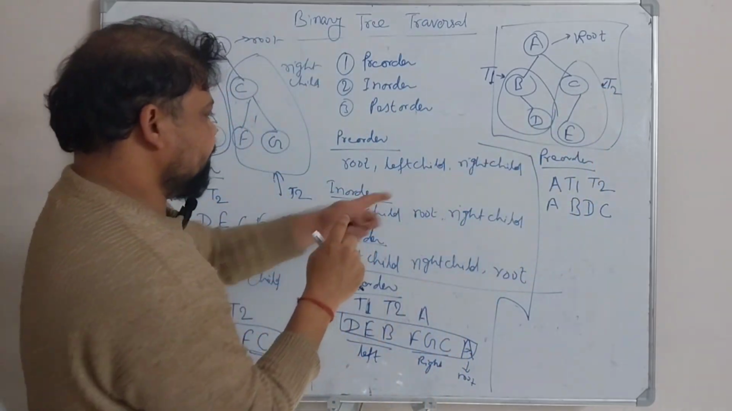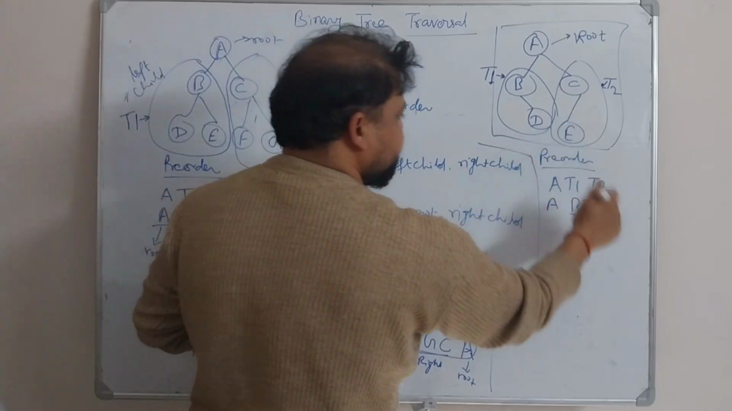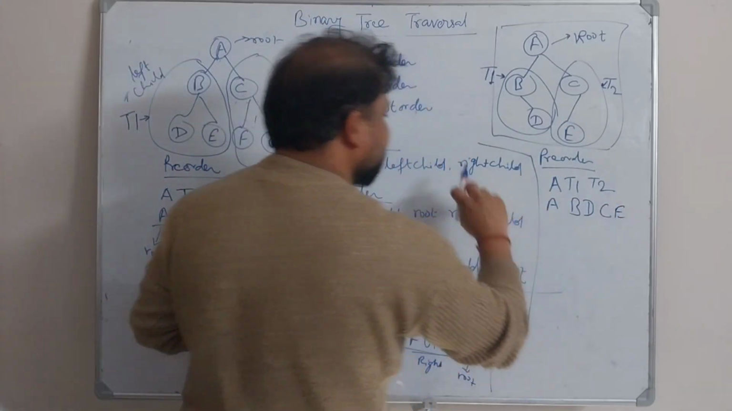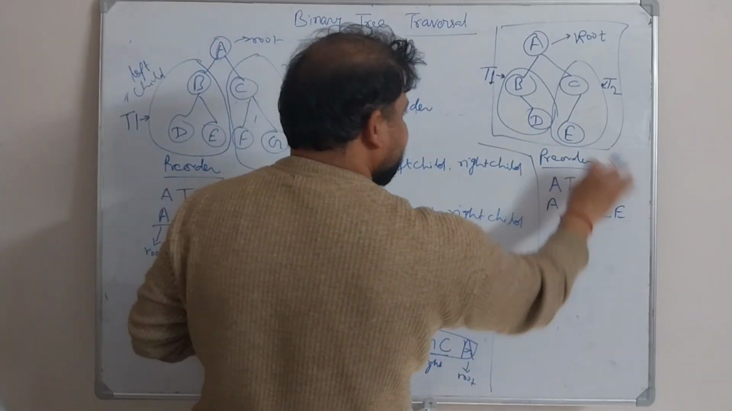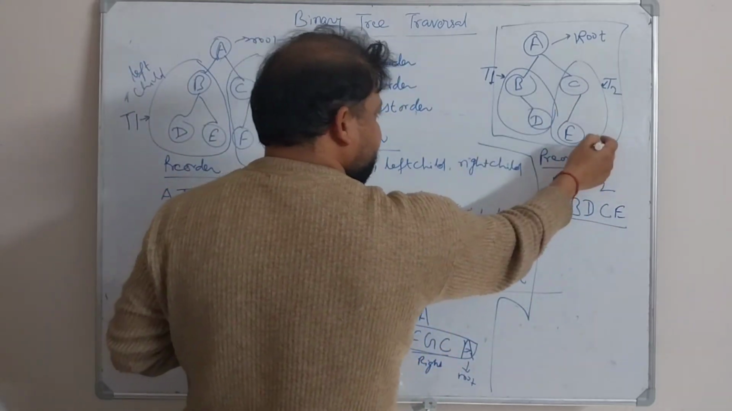C is the root, and it will check for the left. What exactly is the left child? That is E. So E is there. On the right-hand side there is nothing, so leave that. So that is the pre-order traversal of this tree.